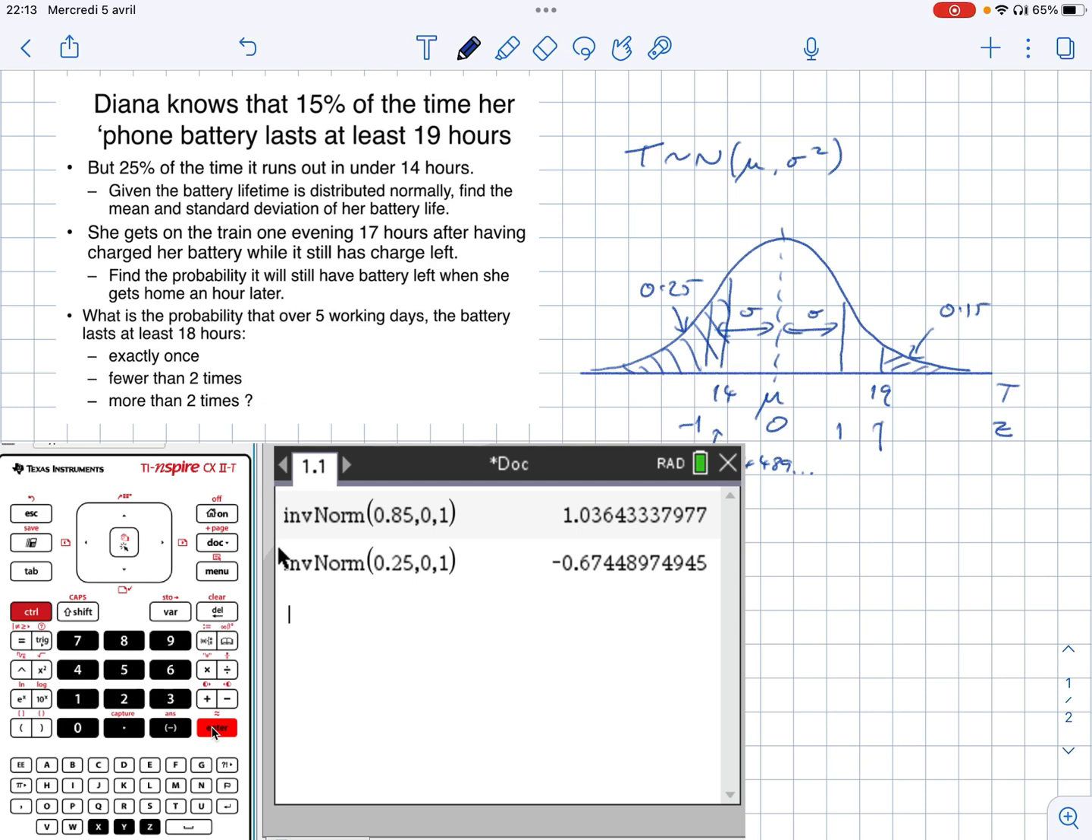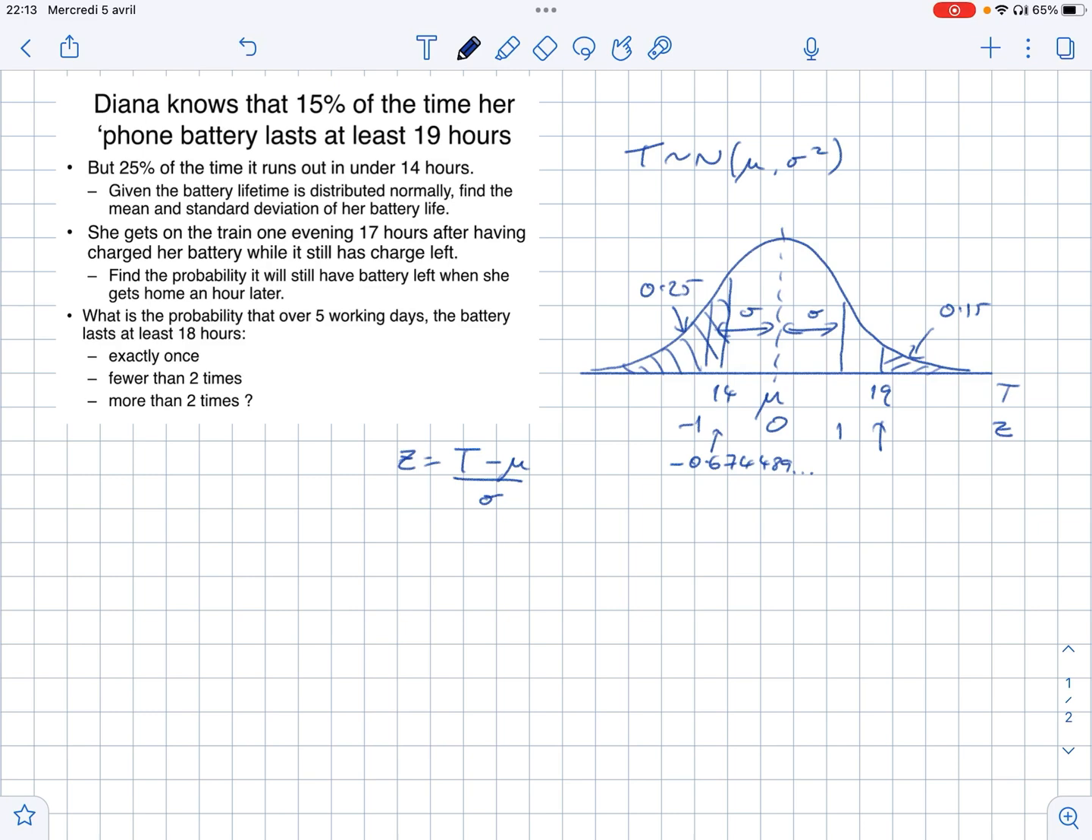So those equivalents are 14 and 19 when we do our Z transformation, and now we need to put our simultaneous equations in. And the value in here gives me negative 0.674489, etc. You might want to store those in a memory so we can use them later, they may be useful.